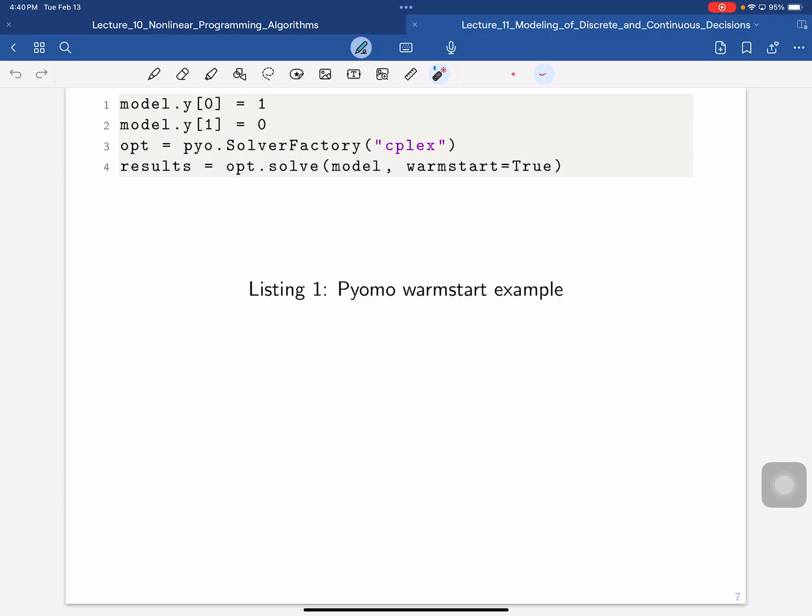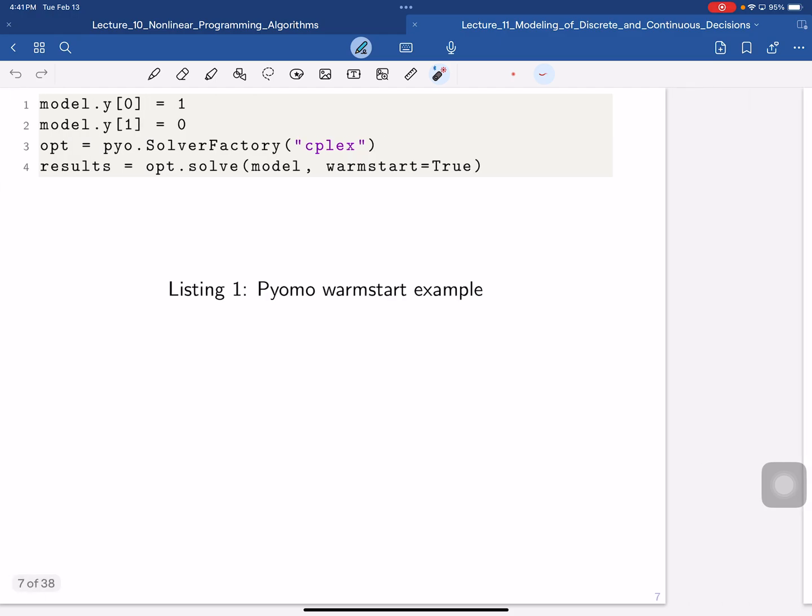And then you can pick your favorite solver. Let's say we pick CPLEX. You can use Gurobi or IPOPT, all the solvers that are amenable to warm start. And you can do opt.solve(model), and then you set warmstart equals True. Then the solver will take the warm start values you set.